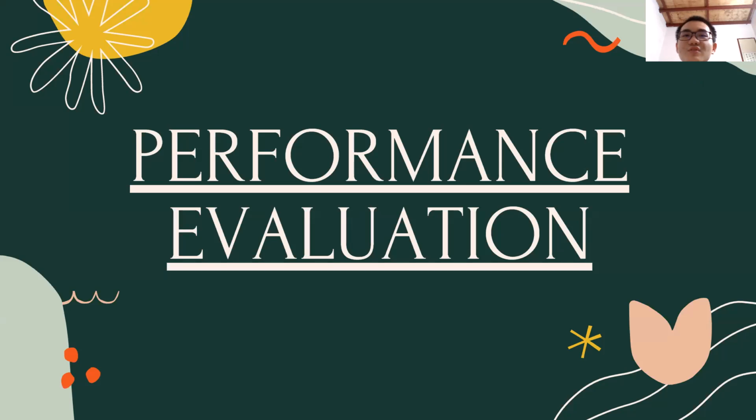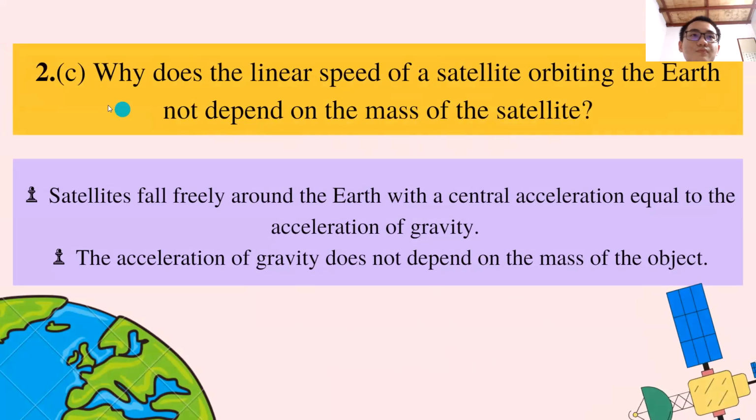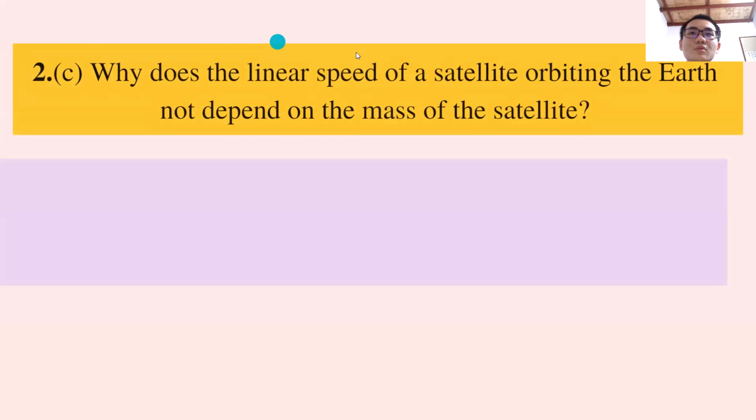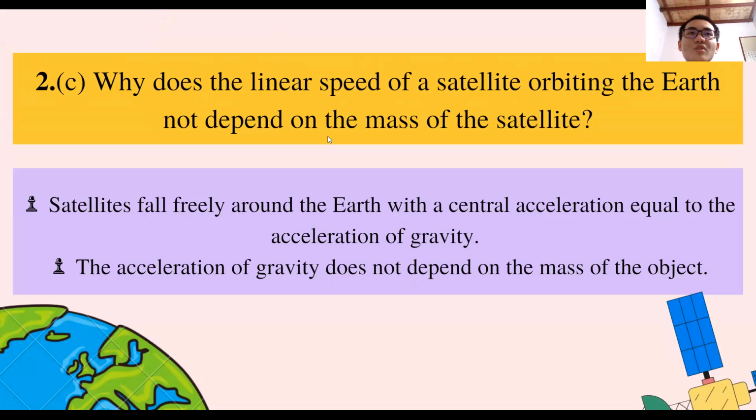Next, we do the performance evaluation, which is also based on the textbook. Question 2. Why does the linear speed of a satellite orbiting the Earth not depend on the mass of the satellite? Firstly, satellites fall freely around the Earth with a centripetal acceleration equal to the acceleration of gravity. The acceleration of gravity does not depend on the mass of the object. So the linear speed also does not depend on the mass of the object.